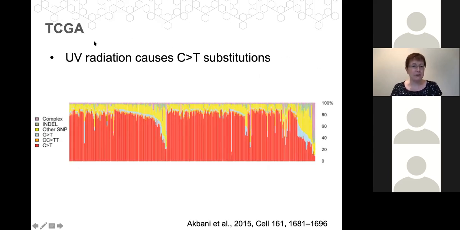So this is some data from the TCGA, and again, this was known before the TCGA publication, but this is just a demonstration of it, that the ultraviolet radiation causes C to T substitutions. So this is the proportion of mutations in each context, where the red is the C to T substitutions, and you can see the majority of samples have a high proportion of mutations which are in the C to T context.